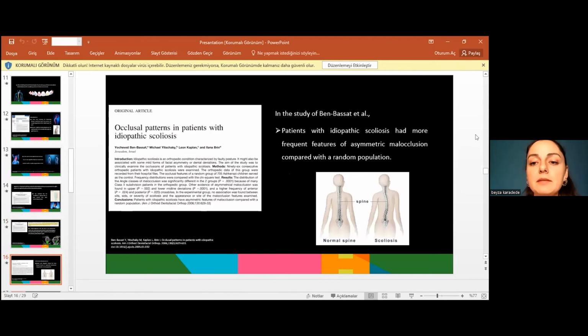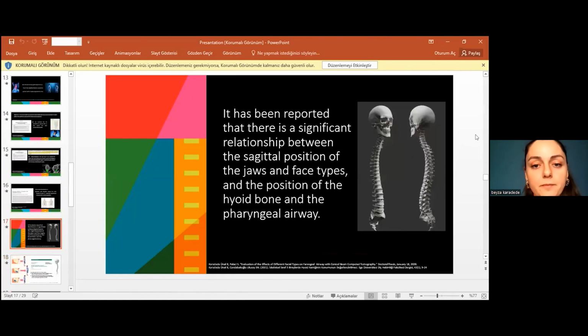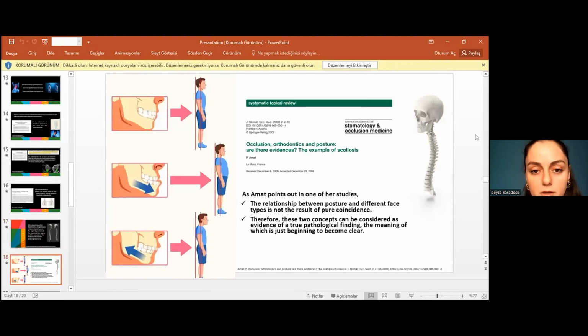In the study by Beyza et al., patients with idiopathic scoliosis had more frequent features of asymmetric malocclusion compared with the random population. It has been reported that there is a significant relationship between the sagittal position of the jaws and the face type, and the position of the hyoid bone and the pharyngeal airway. As Amat pointed out in one of her studies, the relationship between posture and the different face types is not a result of pure coincidence. Therefore, these two concepts can be considered evidence of a true pathological finding, the meaning of which is just beginning to become clear.